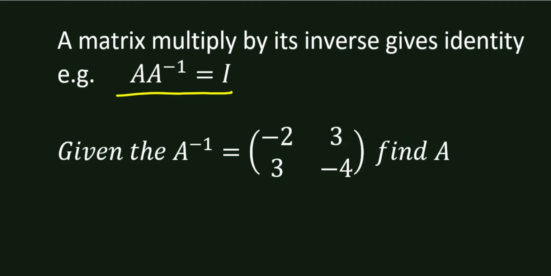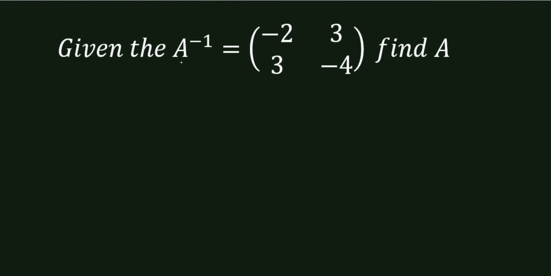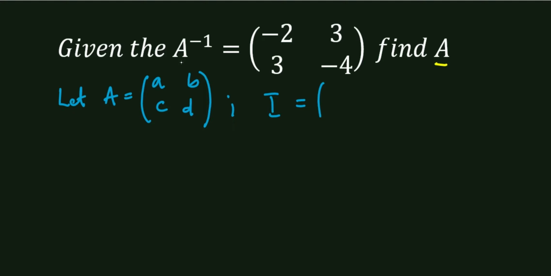Now we want to apply this to solve this. We are given the inverse of A, and we want to get A. To do this, we let A equal the matrix with entries a, b, c, d. We now want to get a, b, c, d to know our A. Remember the identity matrix, we have already done that. So we write the formula down: A multiplied by its inverse will give us the identity.